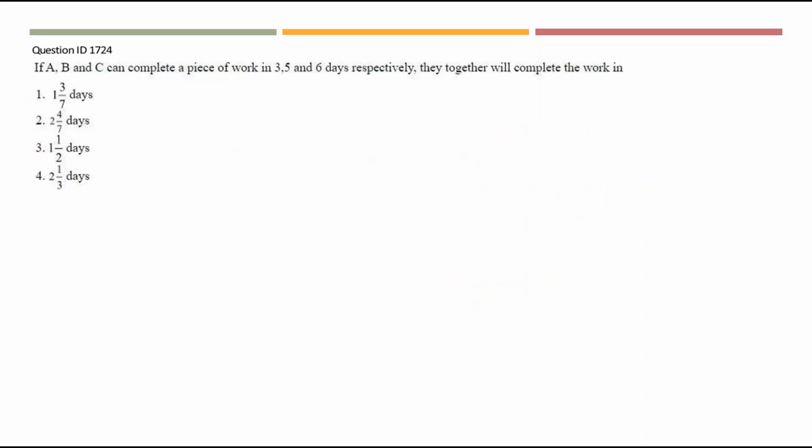If A, B and C can complete a piece of work in 3, 5 and 6 days respectively, A takes 3 days, B takes 5 days and C takes 6 days. They together will complete the work in how many days? This is one work for the number of days. To find work per day, A is equal to 1 by 3, B is equal to 1 by 5 and C is equal to 1 by 6.